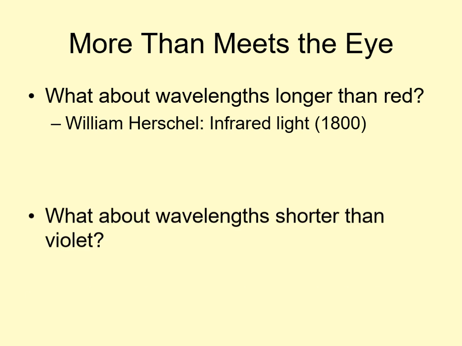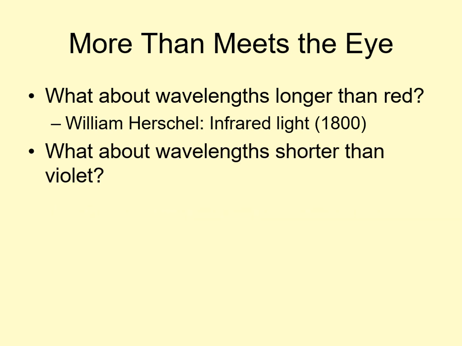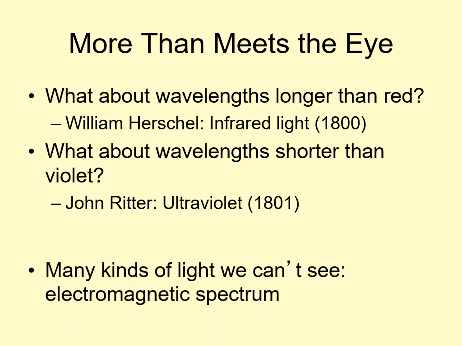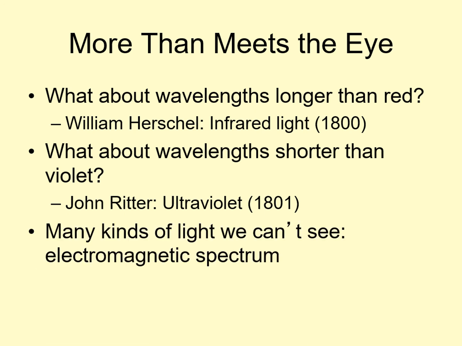The following year, John Ritter was also experimenting with this sort of rainbow, but he was shining it on a kind of light-sensitive chemical, a precursor to photography. He was surprised that the chemical reacted outside of the rainbow. Since this happened beyond the violet side, he called it ultraviolet. This was the beginning of our understanding that there are many kinds of light that we can't see. We call the full range of all forms of light of all wavelengths the electromagnetic spectrum.